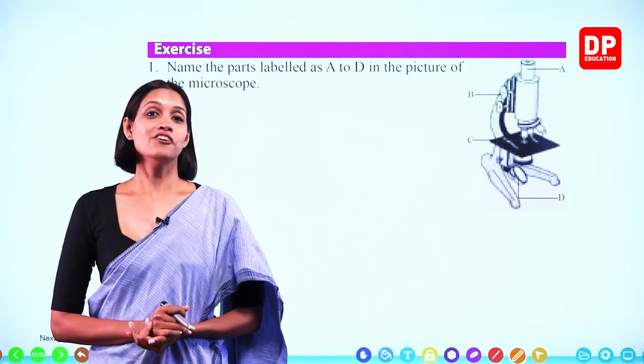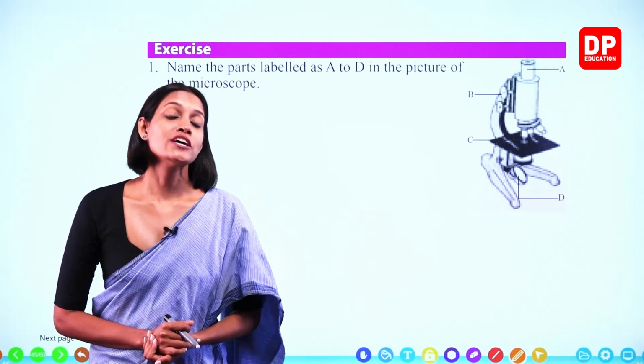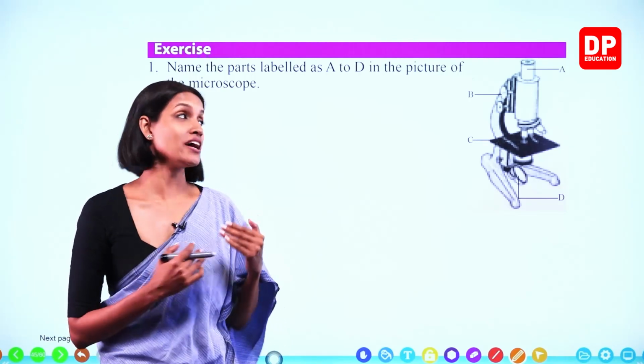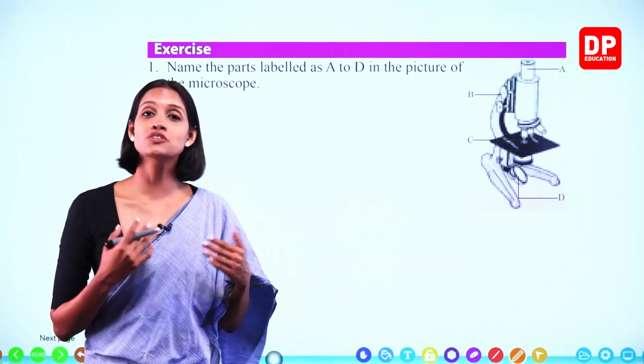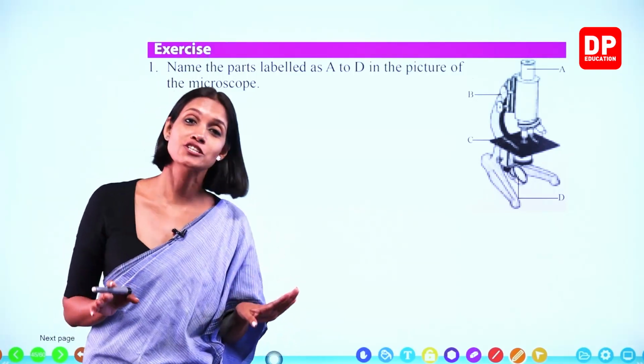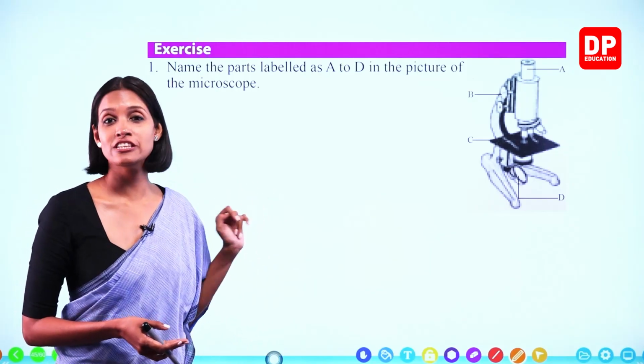Right, children. Now we are going to start the exercise chapter of this lesson. As always, you all have to write the answers before me, and when I explain the answers, you can correct your answers and check whether they are correct or not. Okay? So let's start with the exercise given in the textbook.